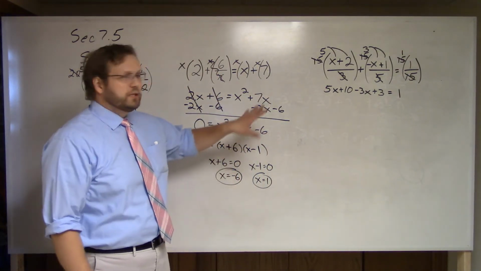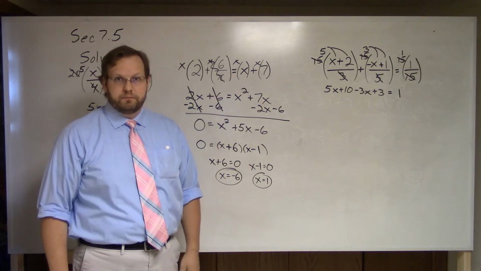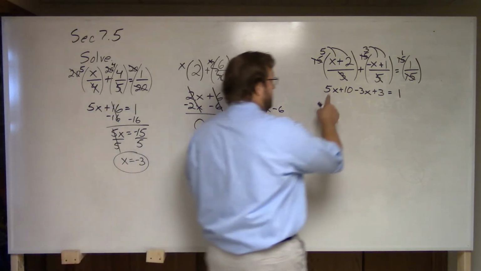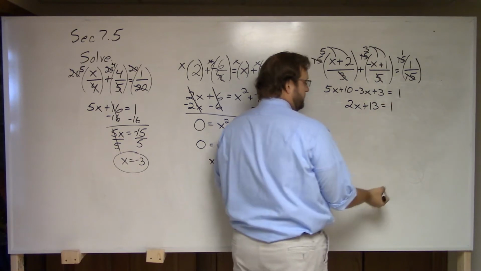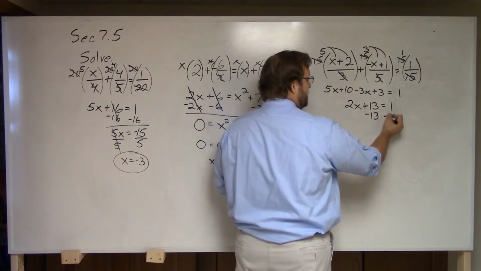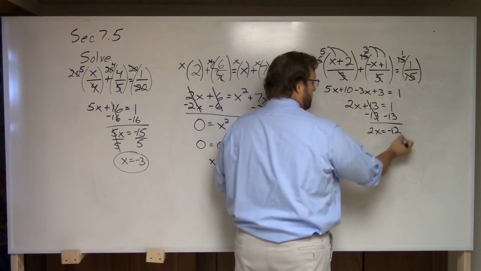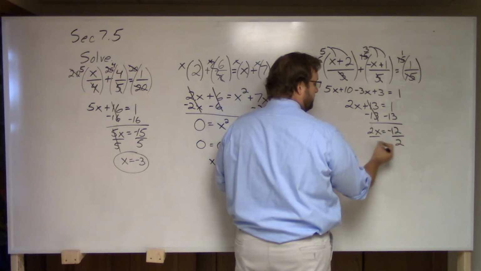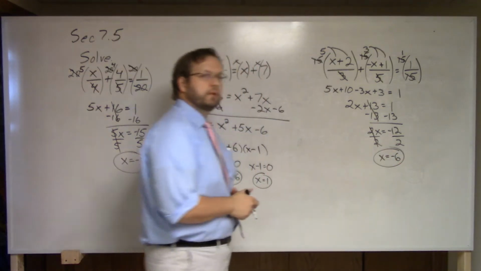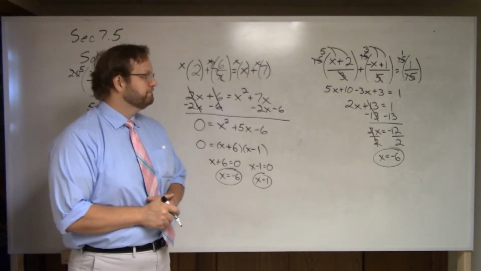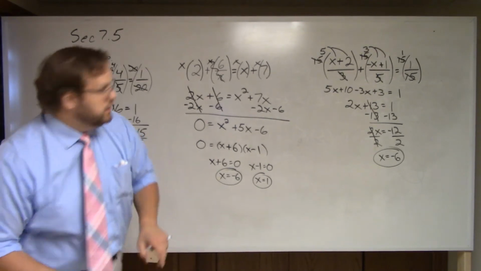Okay, so there was a little bit more complexity with the distribution, but then look at how nice that equation turns out. After that, I just combine like terms. 5 minus 3 is 2x plus 13 equals 1. Subtract the 13. And then divide by 2. And there we have it. Okay? Let's look at something that presents a little bit of a unique situation.